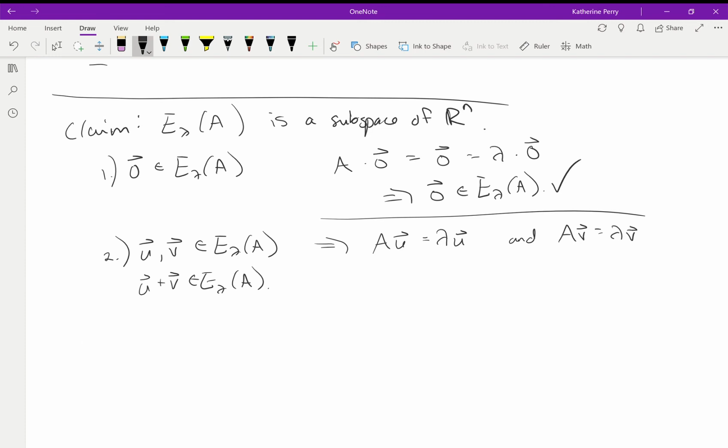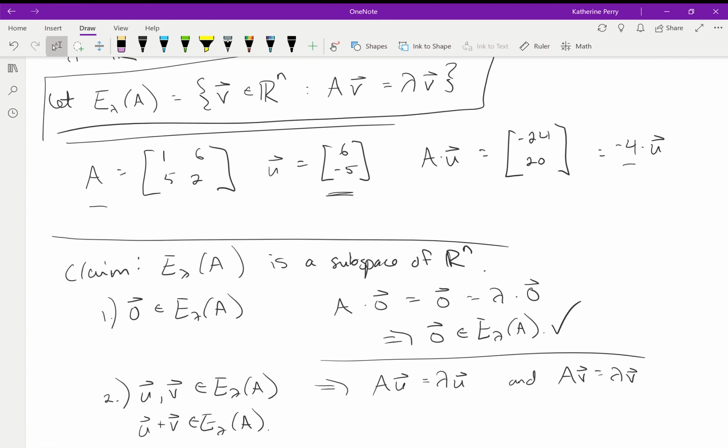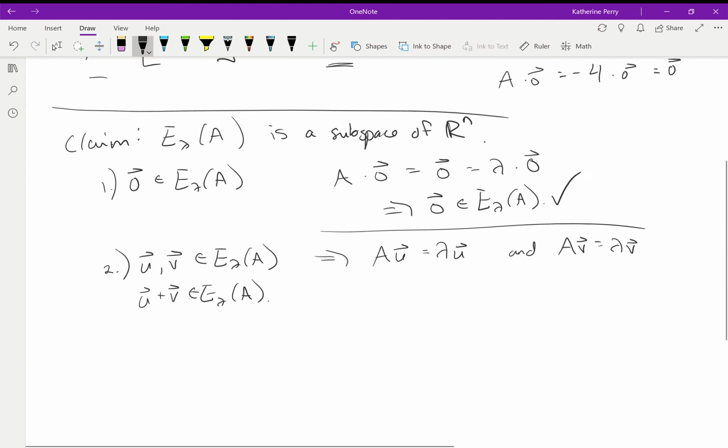And so maybe it seems a little odd that this could be true for two vectors. But notice up here, this -4, so U is an example of a vector that meets that. So A times U is equal to -4 times U. But so is the 0 vector. So A times 0 is equal to -4 times the 0 vector, which is equal to 0. So it does make sense to say there can be at least two things in this space, and it's going to turn out that there can be infinitely many.